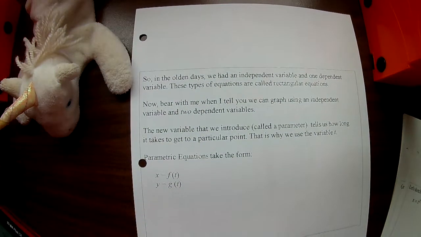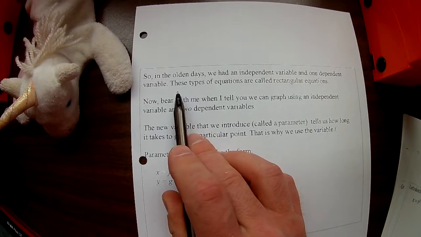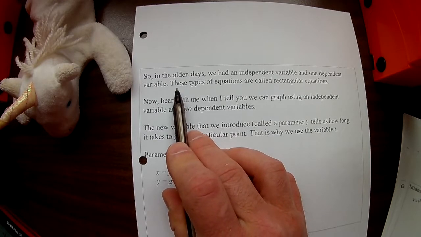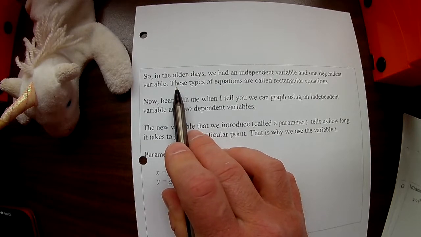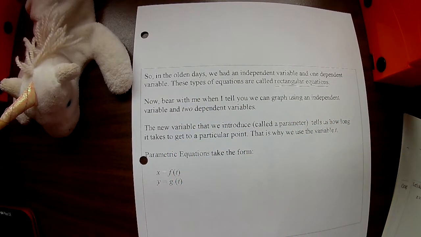In the olden days, we had an independent variable and one dependent variable. By olden days, I don't mean medieval times. I mean when we were in Algebra 1, Algebra 2, and geometry. Those equations that you graphed in those courses and this course up until now were called rectangular equations. When you have y equals f of x, it's called rectangular.